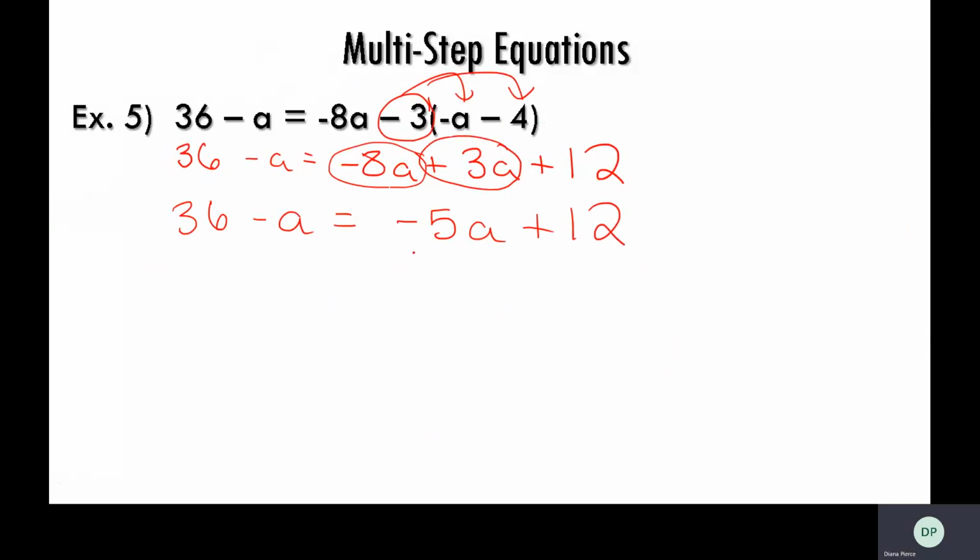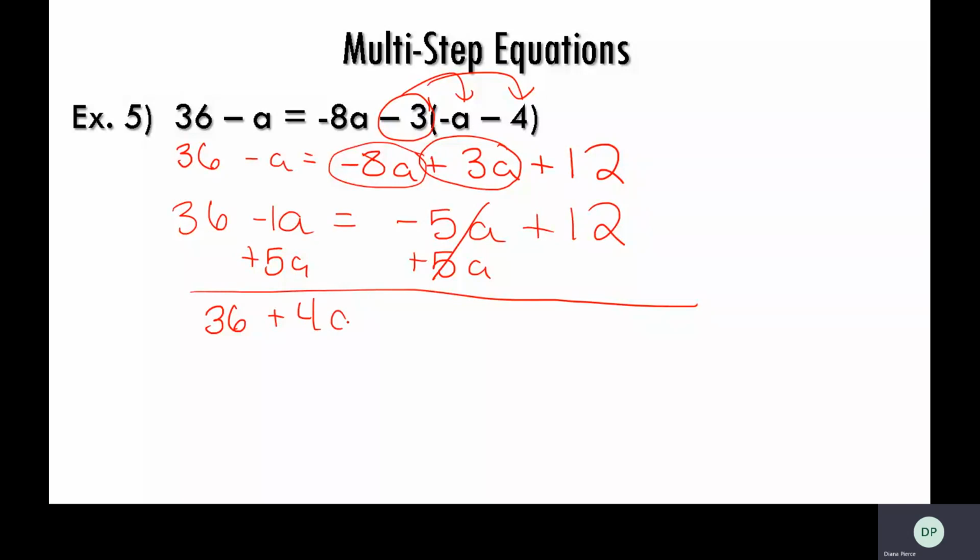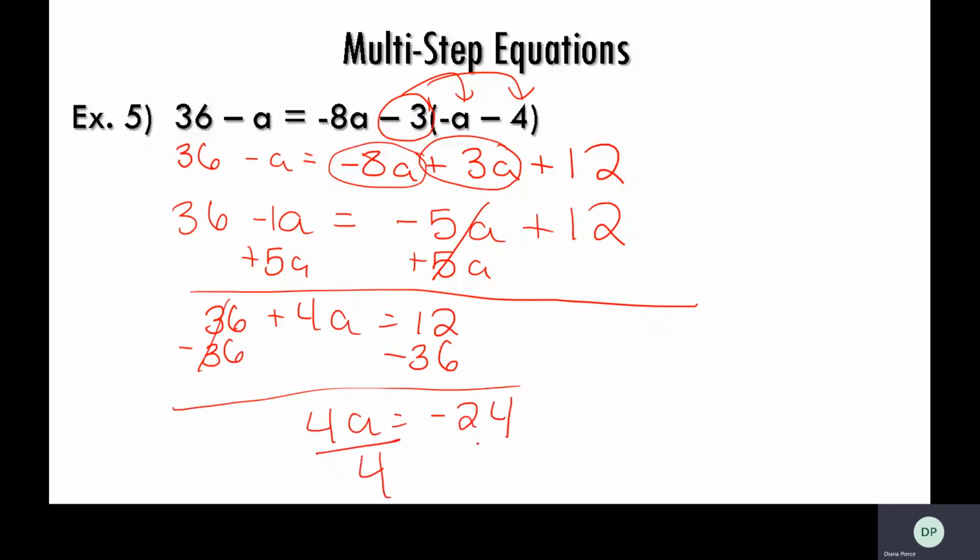Okay, remember, then I would move my variable over to one side, so add the 5a. And this time it looks like my variable is not going to cancel. I will have one answer. So this 36 drops. -1 plus 5 is a +4a. And I would just go around solving it like we were yesterday. So subtract this 36. And you end up with 4a equals a -24. Divide by the 4. And you end up with a equals -6 as your answer.